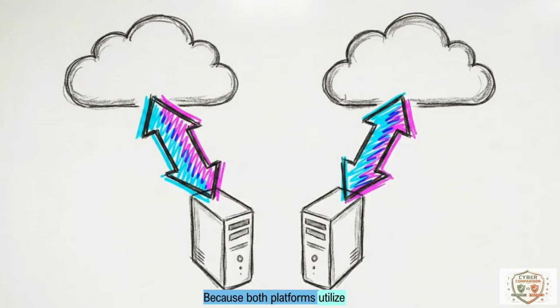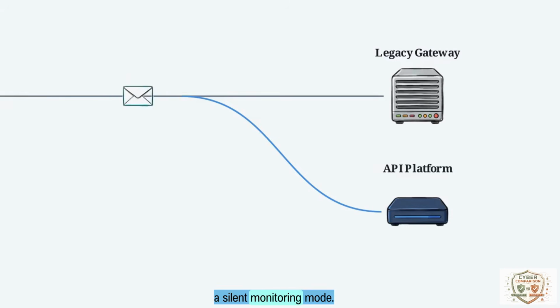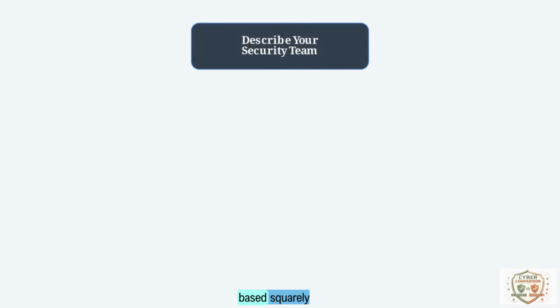Because both platforms utilize API-native architectures, deploying either one is a rapid, frictionless process. This architecture lets you run a proof of value in a silent monitoring mode. You can place the new platform directly alongside your existing legacy gateway to see what it catches without impacting your users. Testing is entirely non-disruptive, meaning your final procurement decision should be based on real-world empirical data gathered directly from your own mail flow.